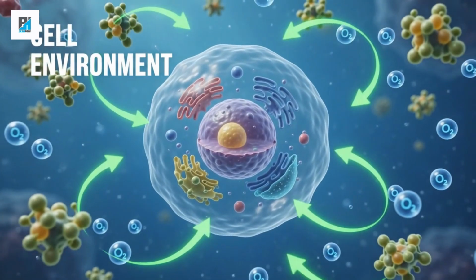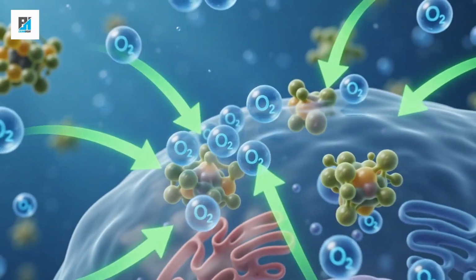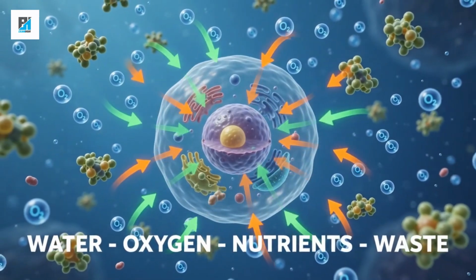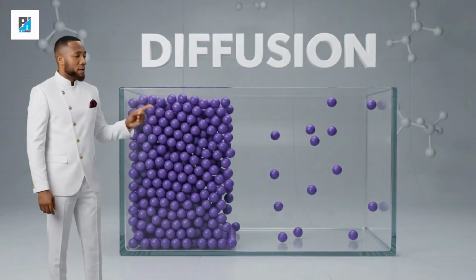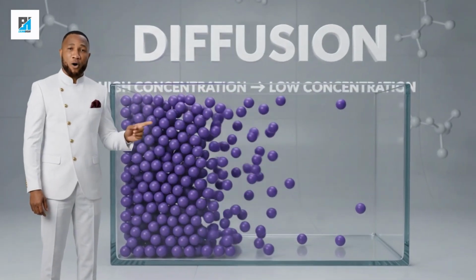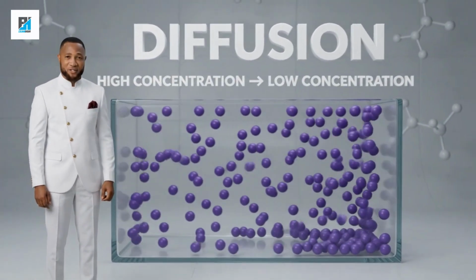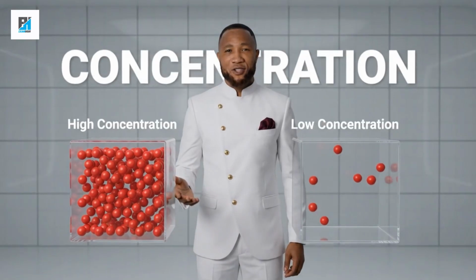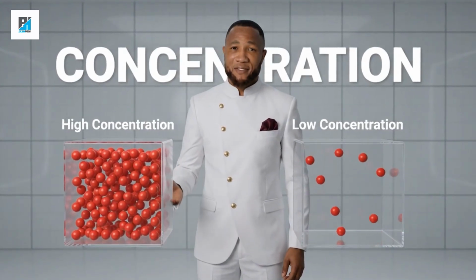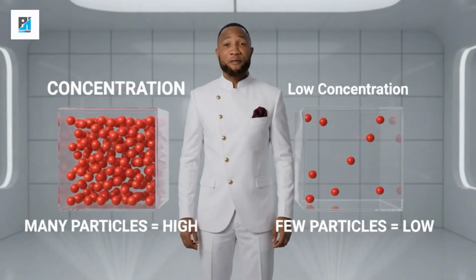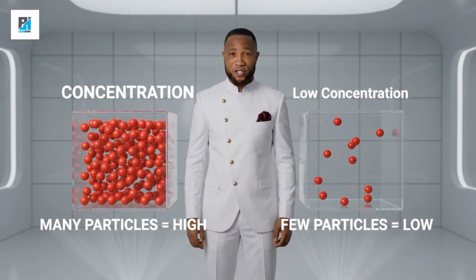A cell's environment is everything surrounding it, including water, dissolved substances, oxygen, nutrients, and wastes. Diffusion is the movement of particles from a region of higher concentration to a region of lower concentration. Concentration means the amount of a substance in a given space. Many particles mean high concentration, while few particles mean low concentration.